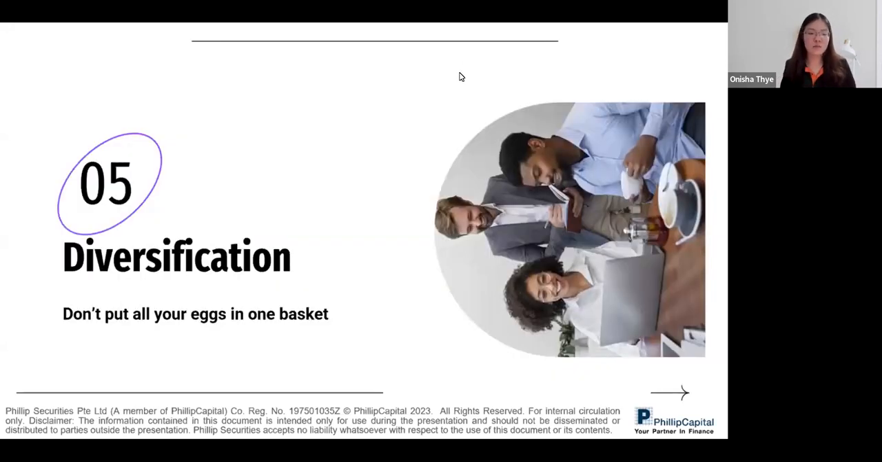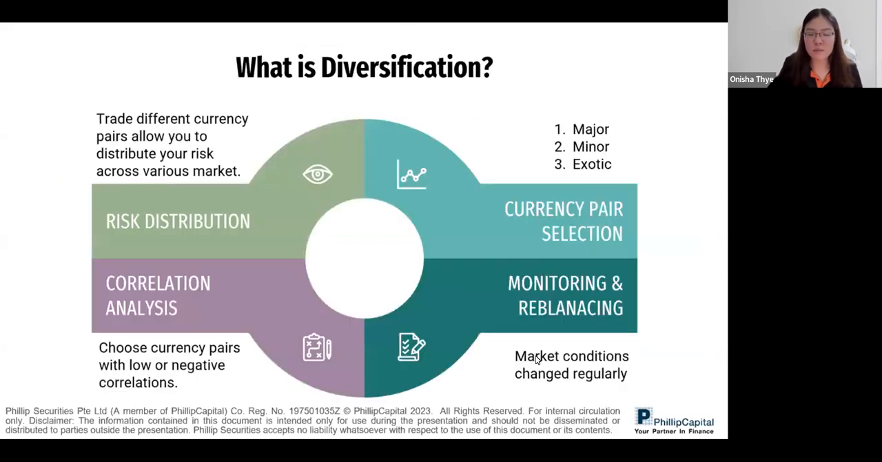Now, let's move on to diversification. It's basically do not put your eggs in one basket. So what is diversification? It's to lower the impact when there's a negative swing in the price movement of a certain currency pair. The first and most important thing is risk distribution. When you trade different currency pairs, it allows you to distribute your risk across various markets.